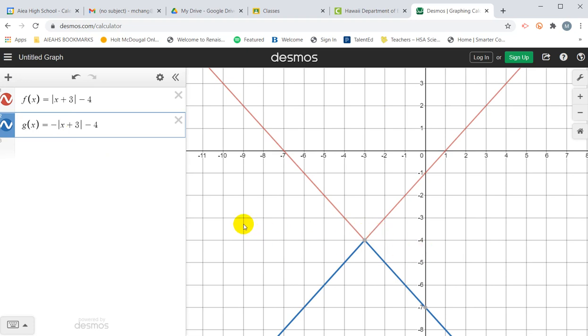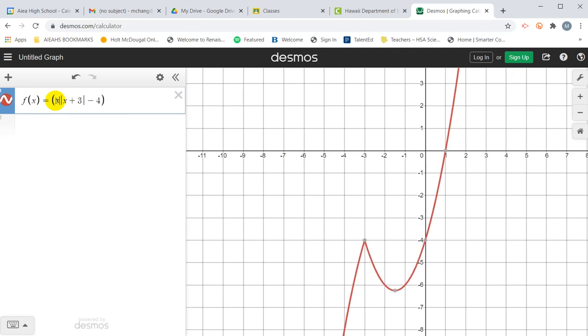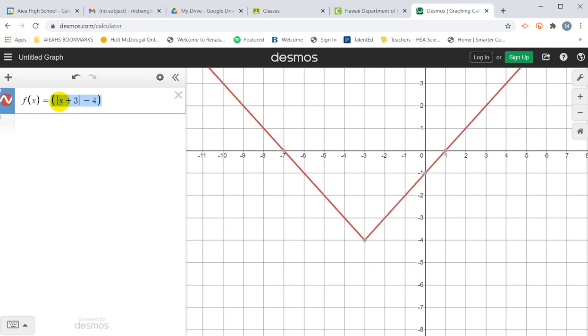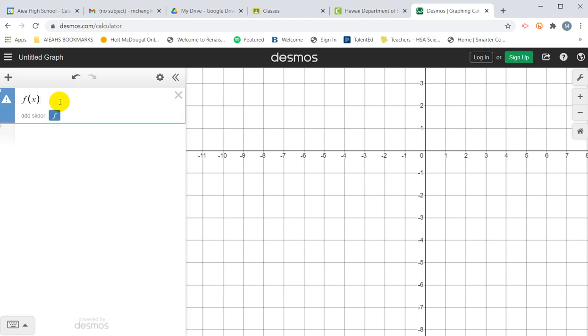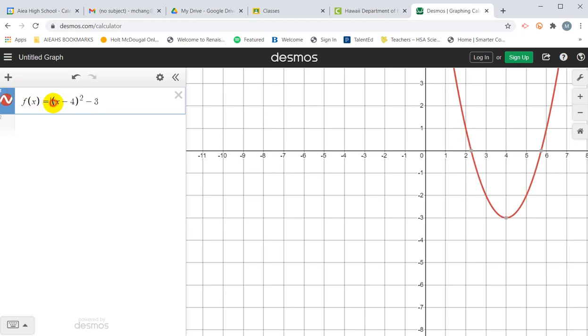And you can do that with a whole bunch of these, honestly. So let's say I put this here: x minus 4 squared minus 3. If I put the negative in front, it plays around with that, and so forth.